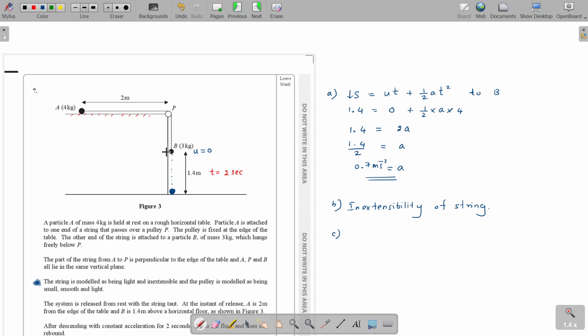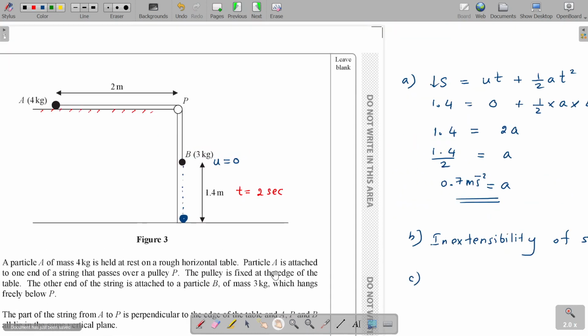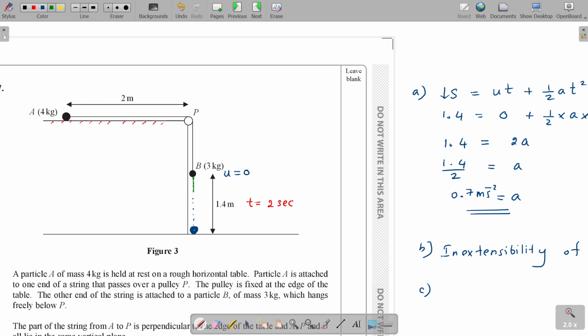Starting with particle B. What are the forces acting on B? The weight. Let me make the diagram bigger. So we have the weight, and then we have the tension. Equal opposite tension acts on the pulley, right? Can you see? And since the pulley is smooth, the tension on this side is equal to the tension on the other side. Can you see?